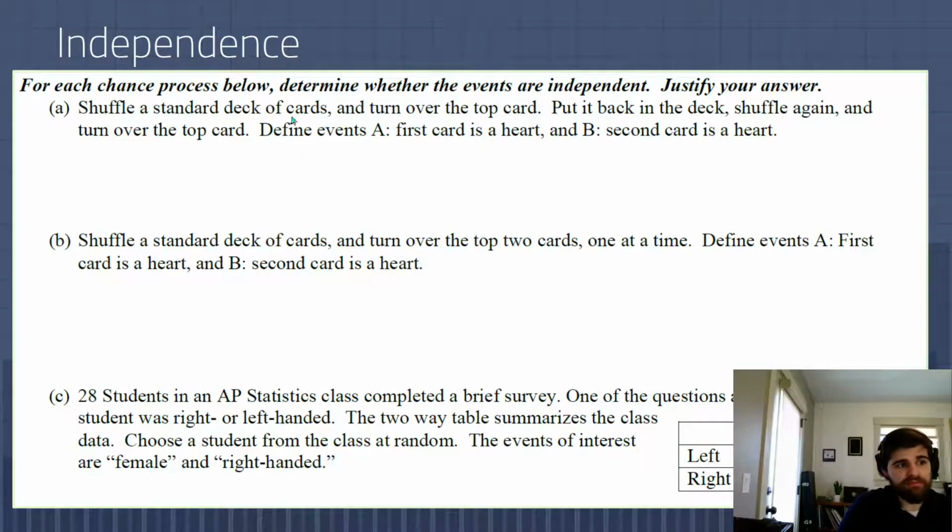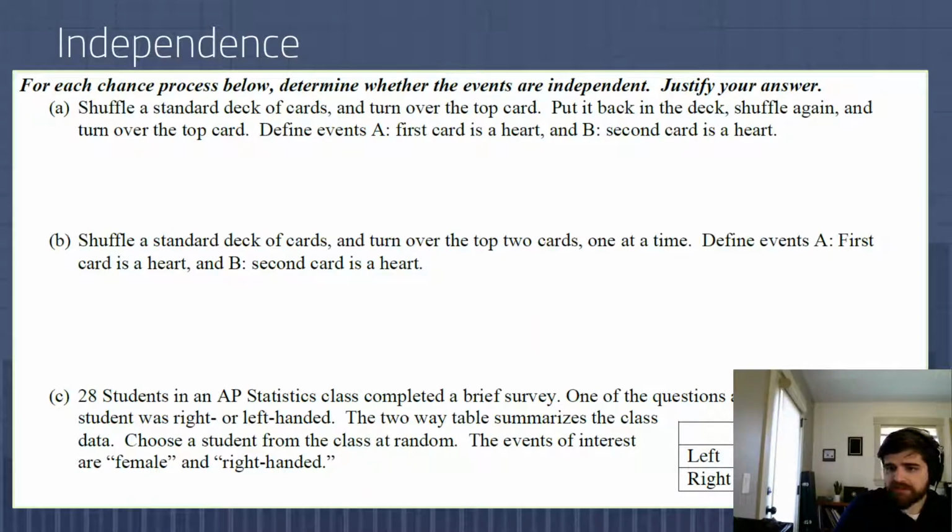So let's say we shuffle a deck of cards, turn over the top card and take a look at it, put it back in the deck and shuffle, then take off another card. If we define events as the first card is a heart and the second card is a heart, these two events would be independent. Because we took that first card, put it back in the deck and reshuffled, it doesn't change the probability of the second event, right? We had a 1 out of 4 chance in event A, we have a 1 out of 4 chance in event B, and it doesn't matter what happened in A, event B will always have the probability of 1 out of 4.